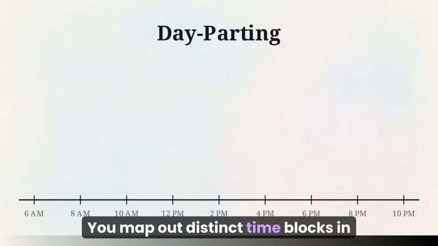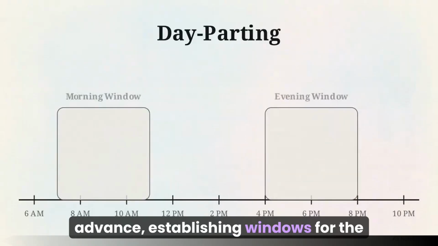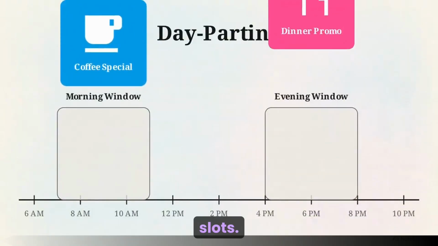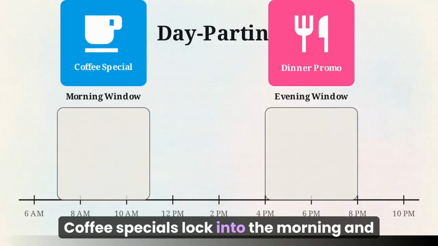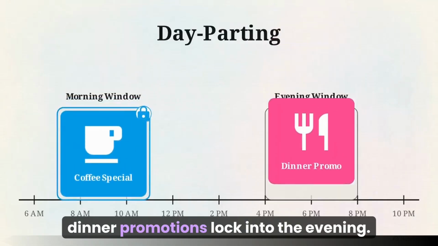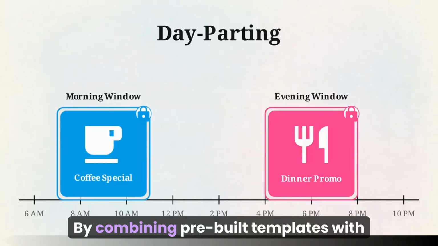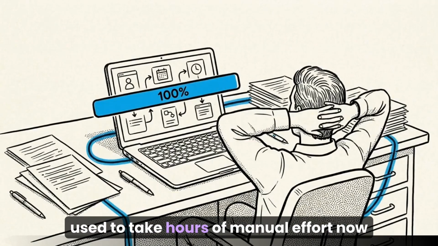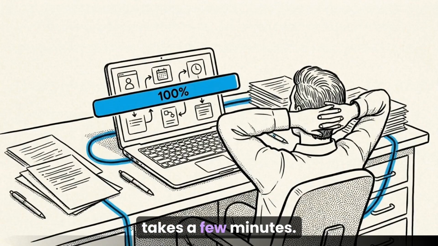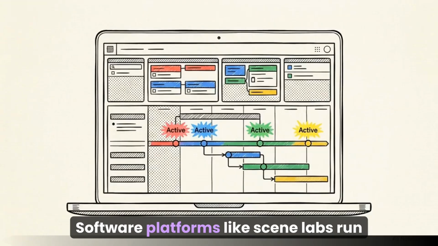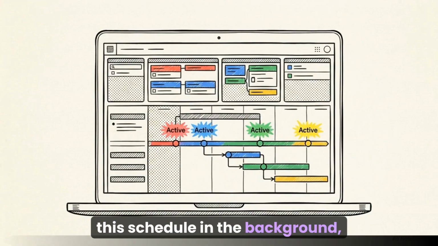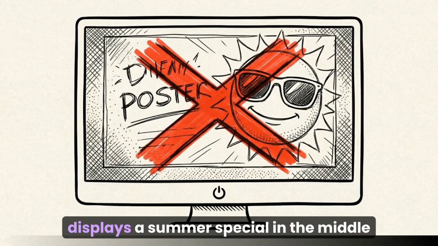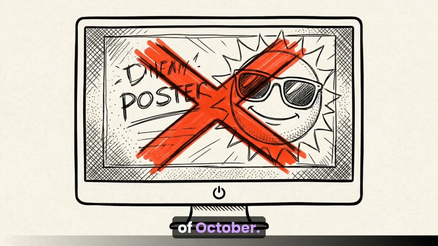You map out distinct time blocks in advance, establishing windows for the morning and evening shifts. Next, drop promotional assets into those slots. Coffee specials lock into the morning, and dinner promotions lock into the evening. By combining pre-built templates with this automated schedule, a task that used to take hours of manual effort now takes a few minutes. Software platforms like SeenLabs run this schedule in the background, automatically pulling down expired promotions so your screen never displays a summer special in the middle of October.